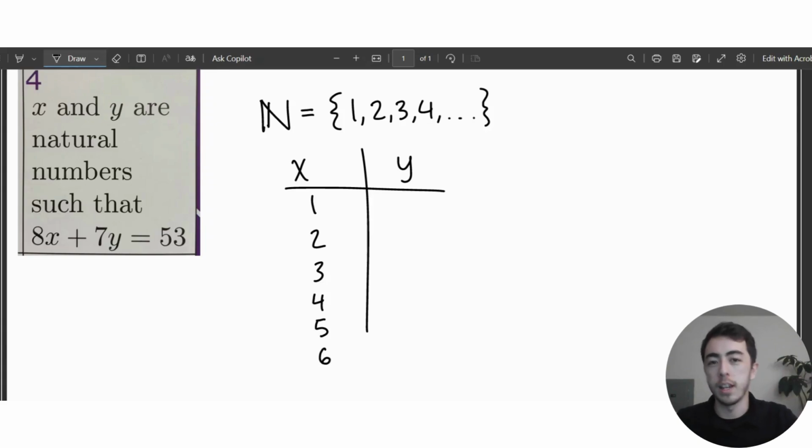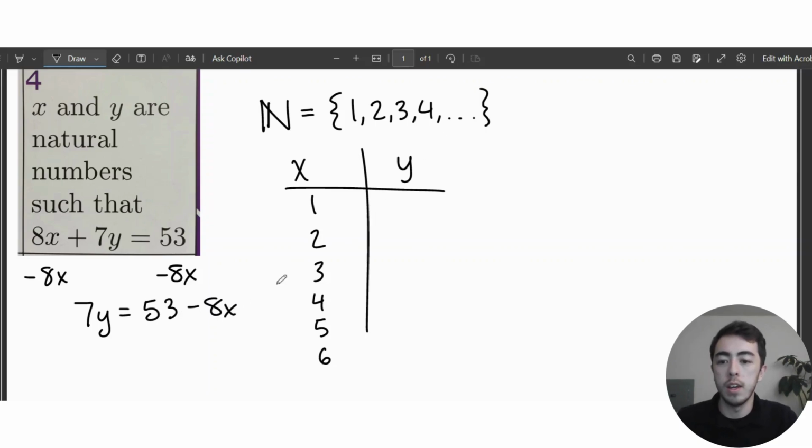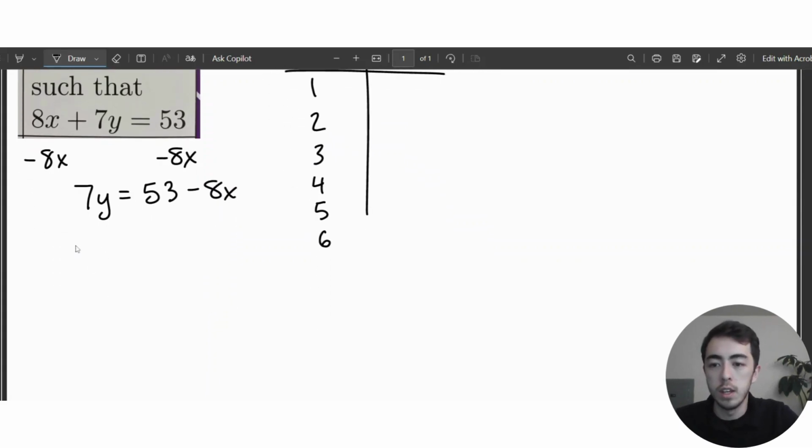Before I start plugging in the x's and finding the y's, one thing that I think would be helpful to do is to solve for y first. Just that way I could do the arithmetic a little bit more quickly. So taking a look at this equation, I can subtract 8x from both sides. So I get 7y is equal to 53 minus 8x. And then I can divide both sides by 7. So I'll get y on the left. And I guess I could just write it as a fraction. So I'll divide both sides by 7. I don't need this equal sign. That was a mistake. And I'll just write 53 minus 8x divided by 7 like that.